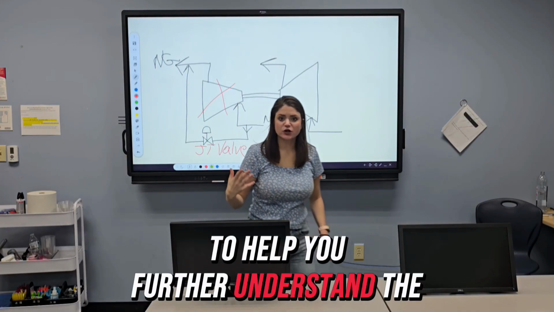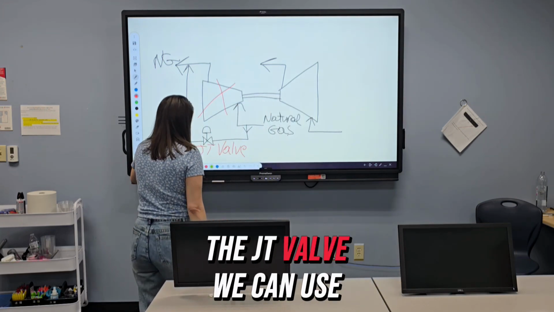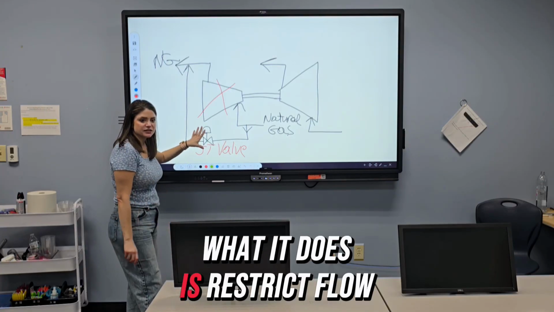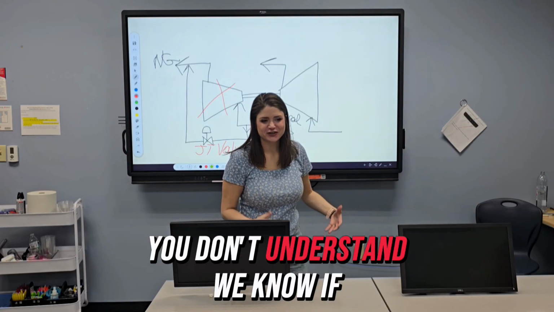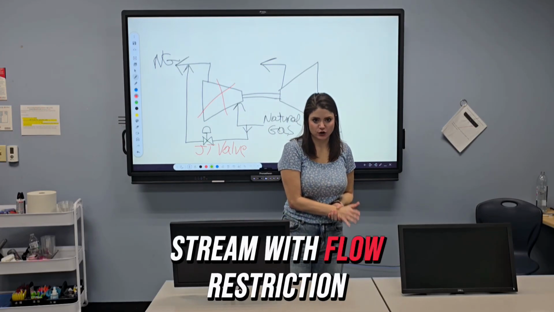To help you further understand the JT valve, go watch the refrigeration videos. The JT valve we can use if there's something up with our expander. What it does is restricts flow. We know, if you don't understand, go watch the videos, that if we restrict flow, our pressure's going to drop downstream of that flow restriction.